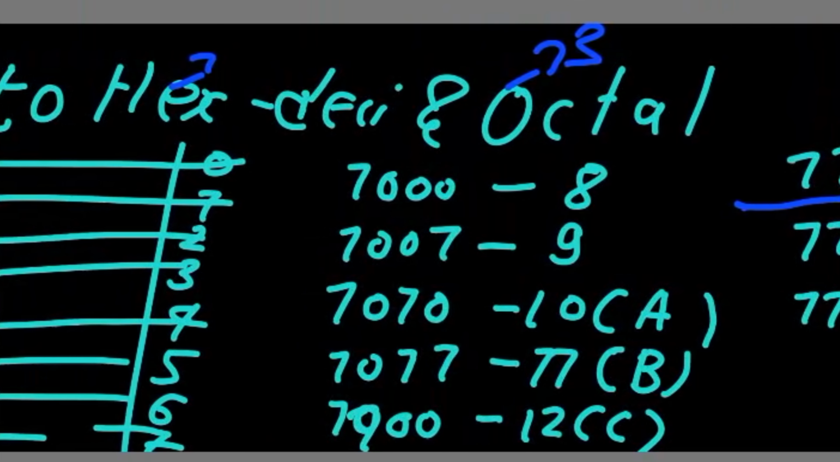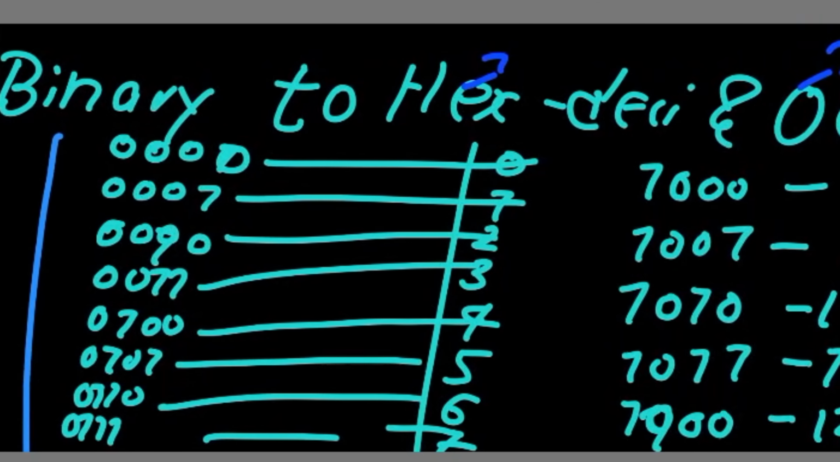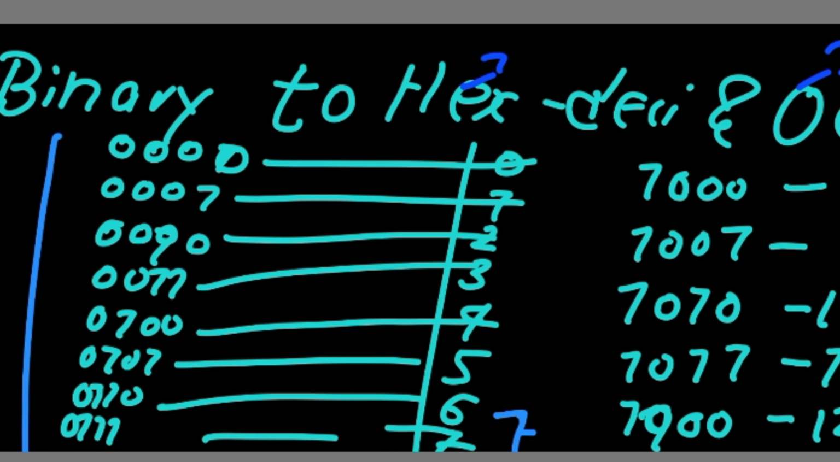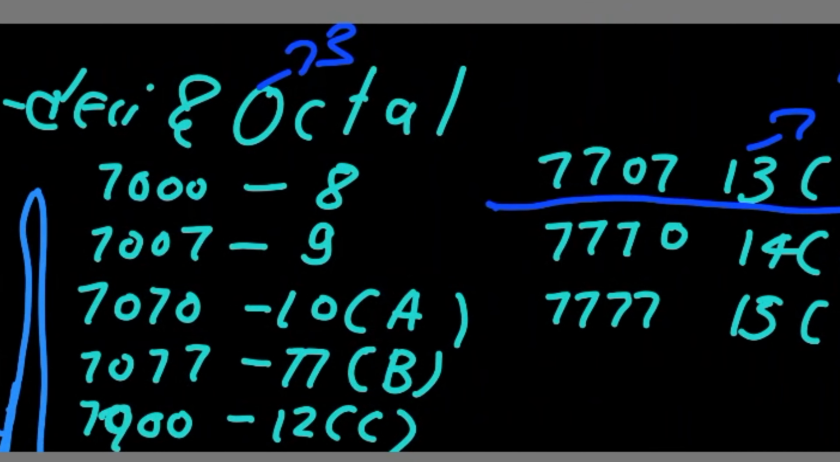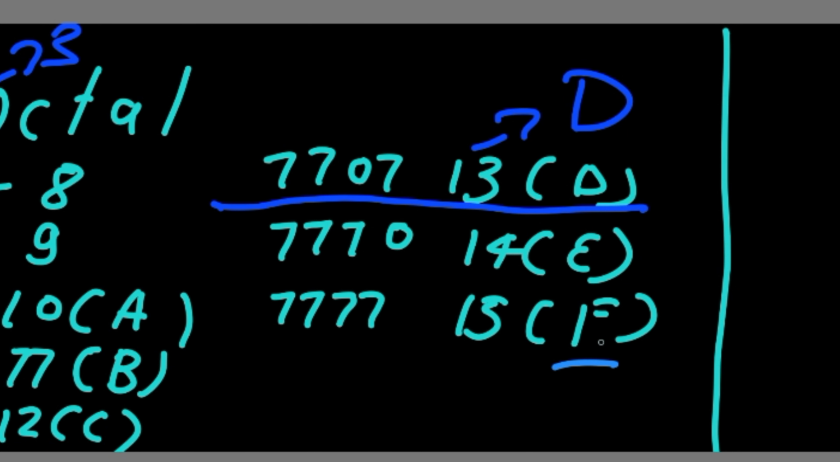As we have said, decimal is from 0 to 9. Up to 7 is the octal number system, so up to this is what we need for octal number system. But for hexadecimal number system, we need up to F, which is up to here. So let's understand the table.